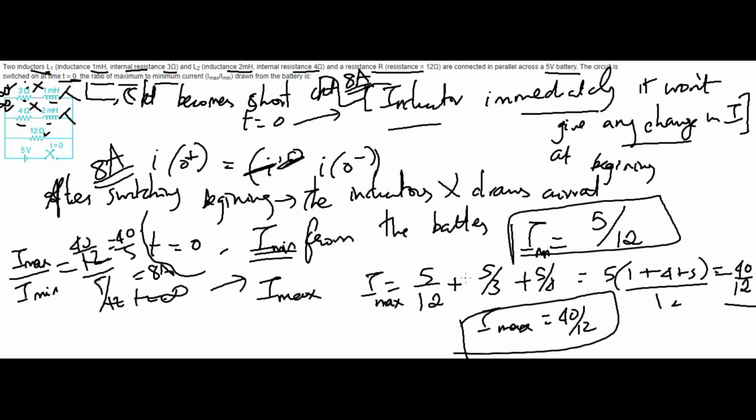That is the answer, very simple. In I max, why have we written 5 by 3 and 5 by 4? Because at that time the inductor value becomes 0.